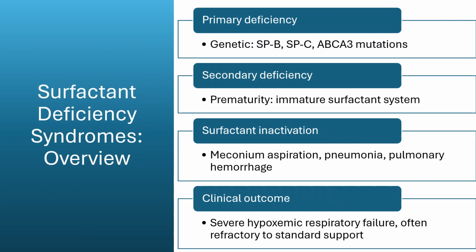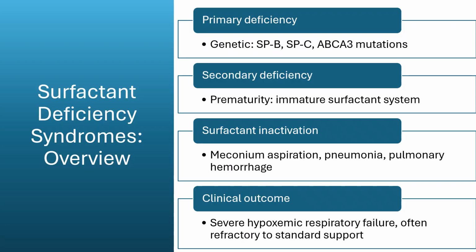Surfactant deficiency can arise from several distinct mechanisms. Genetic causes include mutations in SPB, SPC, or ABCA3, each producing severe or chronic dysfunction depending on the role of the affected protein. Primary deficiency is most commonly due to prematurity, where type 2 alveolar cells have not yet reached functional maturity and surfactant production is inadequate.